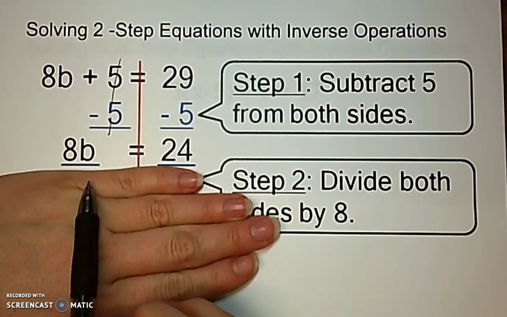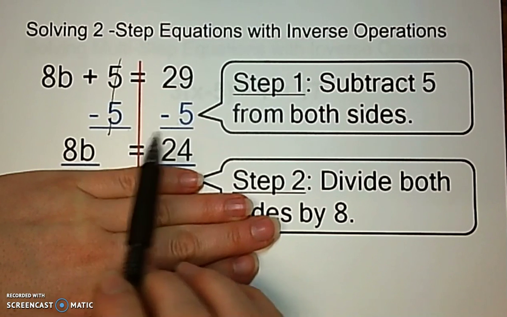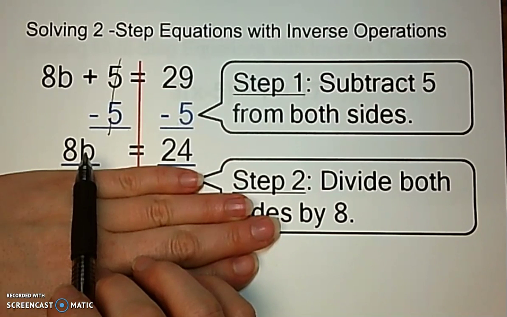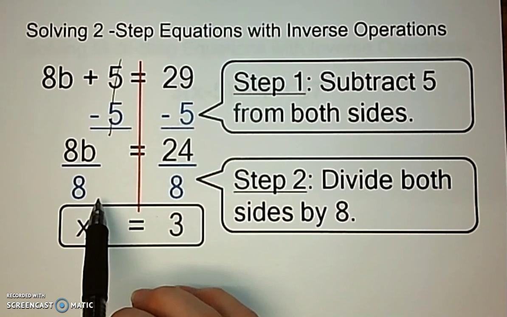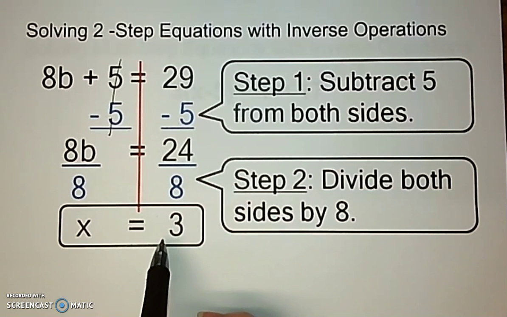Well, I know how to solve this one-step equation. It's 8 times some number equals 24. Inverse of multiplication is division. So I'm going to divide by 8. 24 divided by 8 is 3.